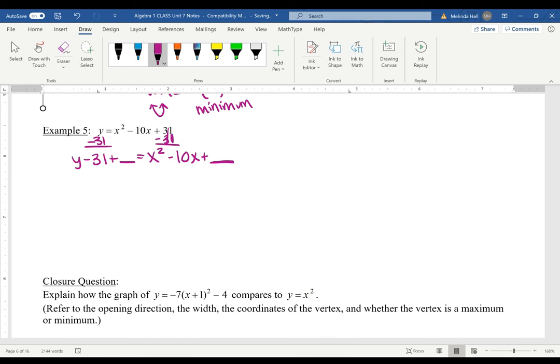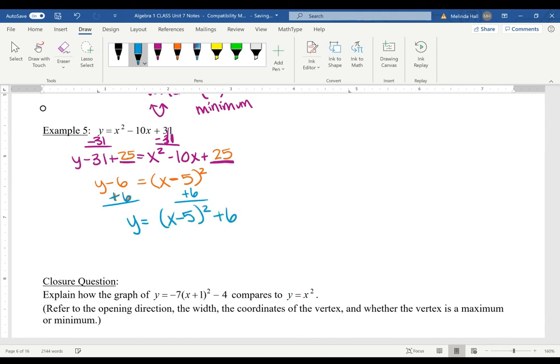But without further ado, to finish this, we need to complete our square. So the square root of x squared is just x, and then half of this 10x would be 5. And so then negative 5 squared would give us positive 25. So then negative 31 plus 25 would give me negative 6. So that would be y minus 6. And then to finish putting it into vertex form, we would just add the 6 to both sides. And so then we would have y equals (x minus 5) squared plus 6.